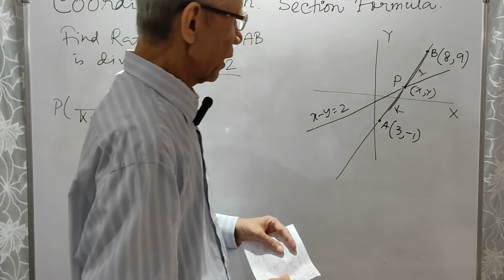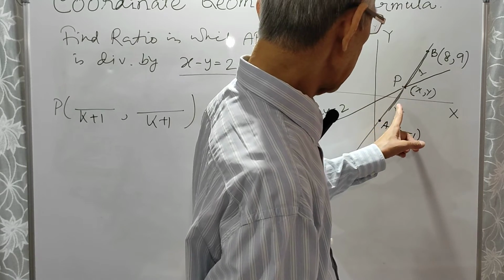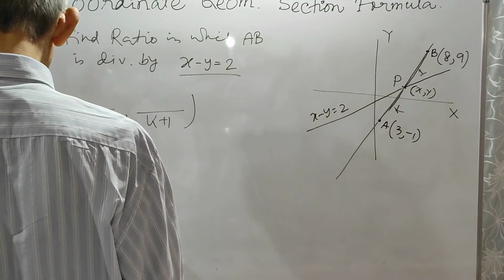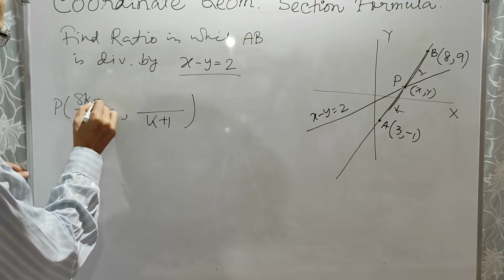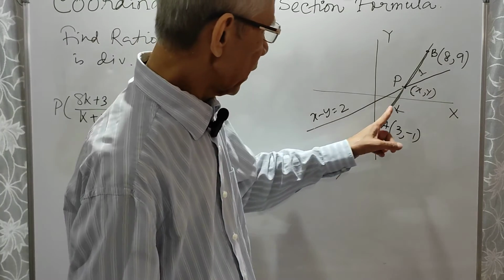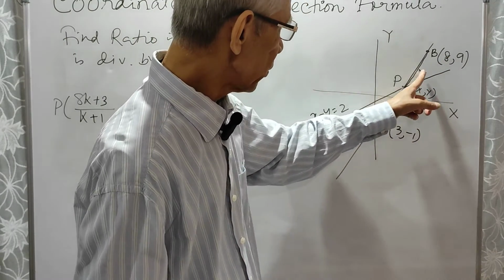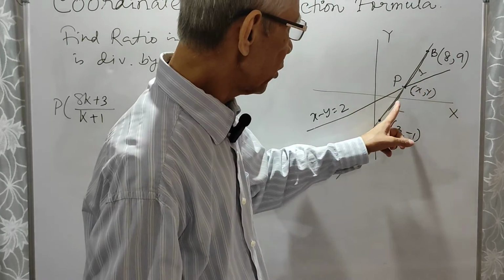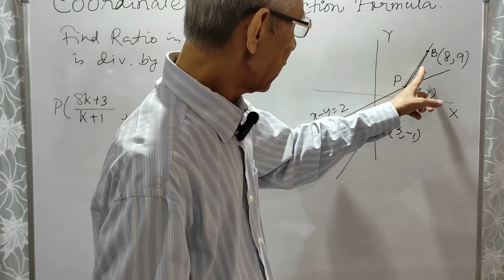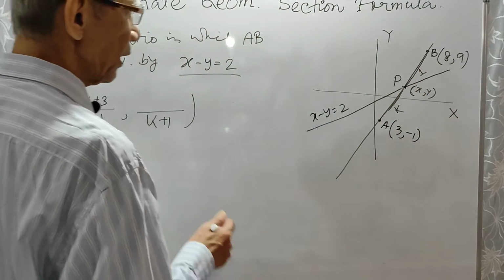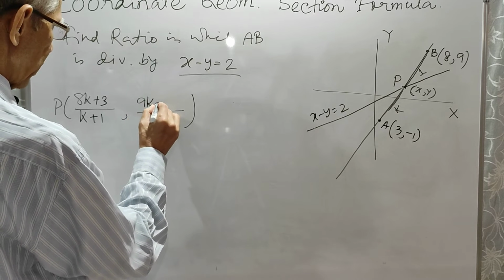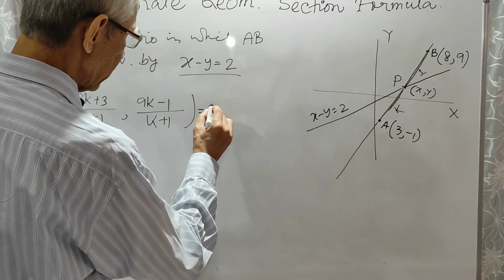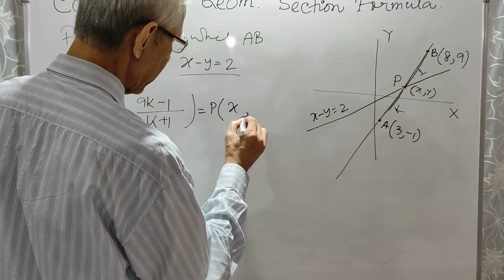So what will it be? The x coordinate will be k into 8, 8k, plus 1 into 3, 8k plus 3, using the opposite rule. And the second part will be k into 9. The y coordinate will be 9k plus 1 into minus 1, 9k minus 1, by k plus 1. And this is equal to that point P whose coordinates are x, y.